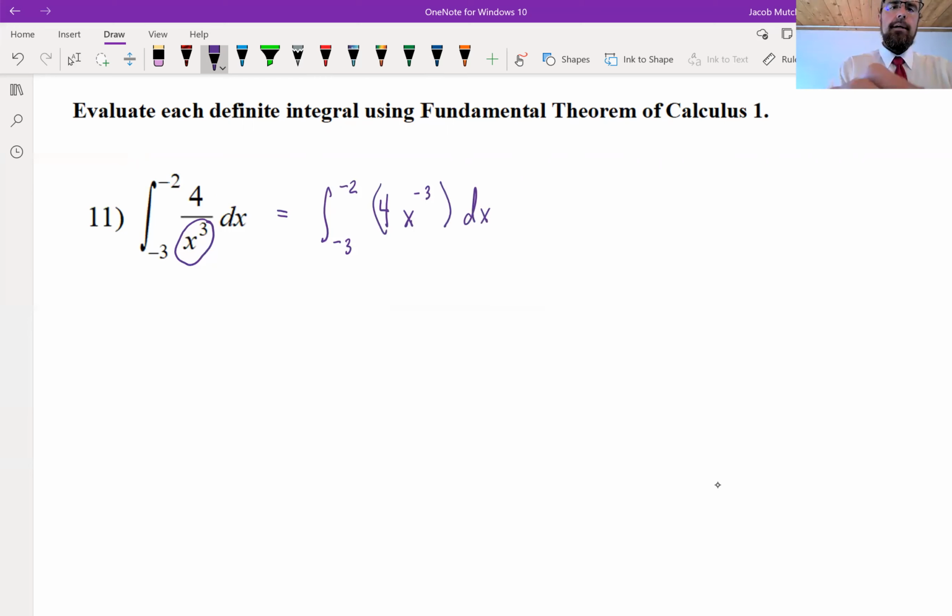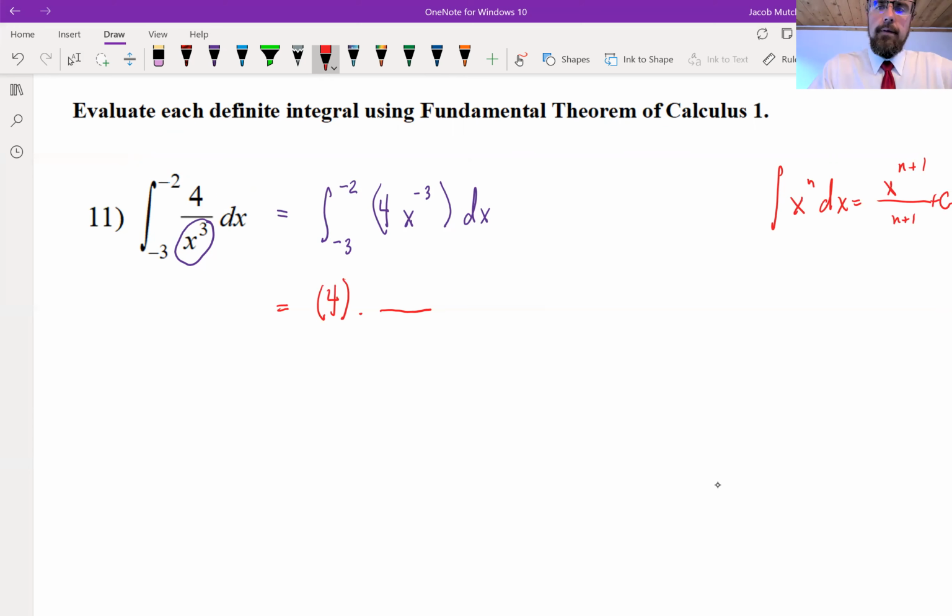So then I can apply my power rule for integrals. Again, it says I've got the integration of x to the power of n dx. That's equivalent to x to the power of n plus 1 over n plus 1, and then in the indefinite form plus c. For us, we're calculating the definite integral. So let's apply that here. Let's find the antiderivative. So it's going to be that coefficient 4 times, so I got to add 1 to the power of negative 3. So that'll be x to the power of negative 2 over negative 2.